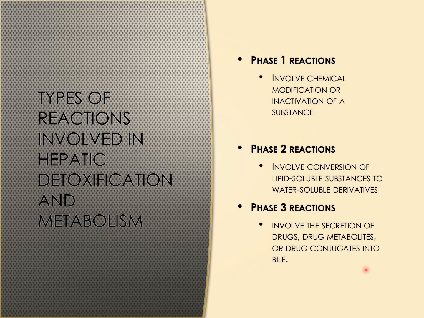Some of these are what we call phase one reactions. These involve chemical modification or inactivation of a substance like a drug or toxin. So these are things like maybe what you've heard of, the cytochrome P450 system. Genes produce enzymes responsible for these phase one reactions, and their activity can be induced or suppressed by things like alcohol consumption, environmental toxins, or by other drugs.